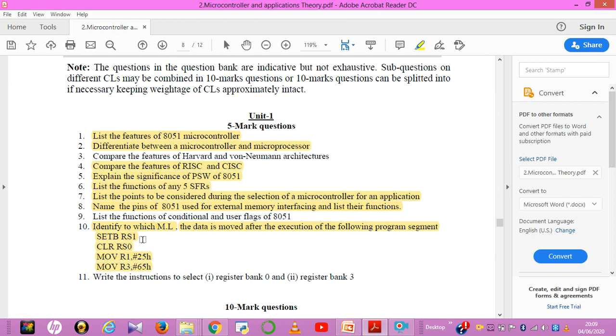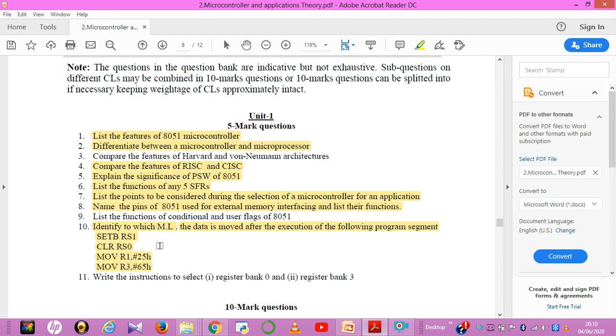Using the table in PSW, I have given the table of RS1 and RS0 combinations. Depending on the status of RS0 and RS1, you can tell which register bank is selected. For every register bank you have the address for R0 to R7. Here RS1 is 1, RS0 is 0. This is the third combination. That means register bank 2 is going to be selected.